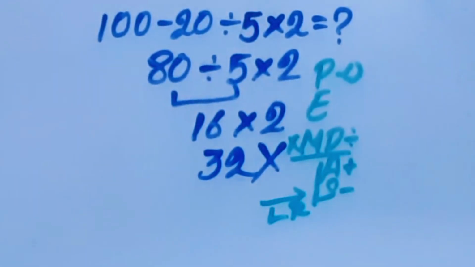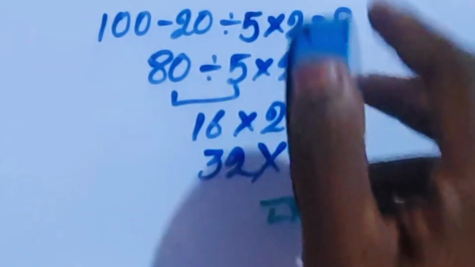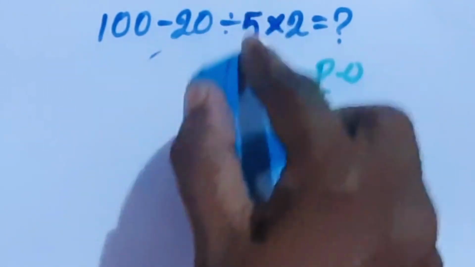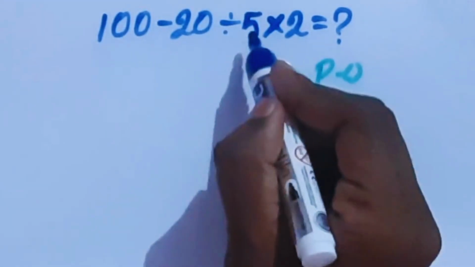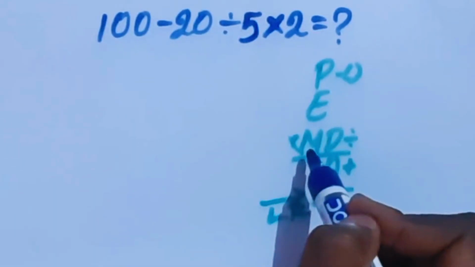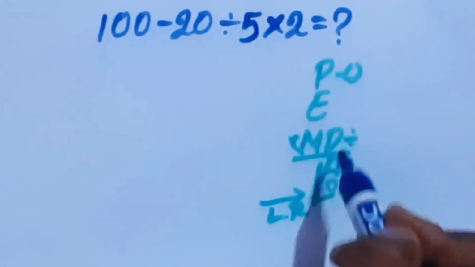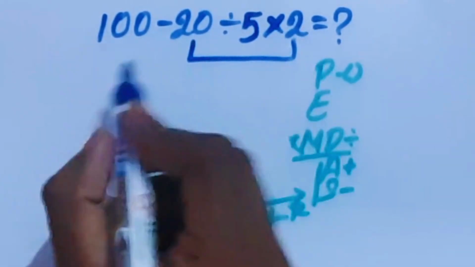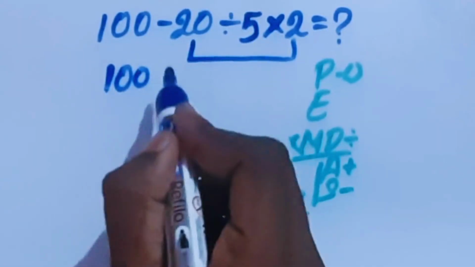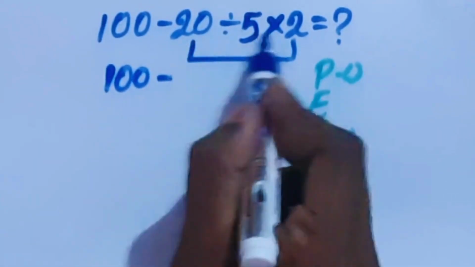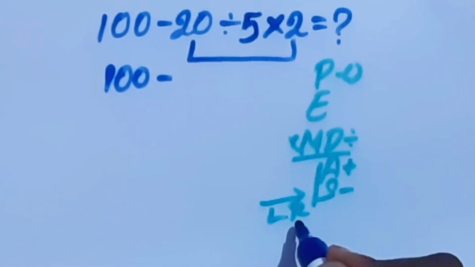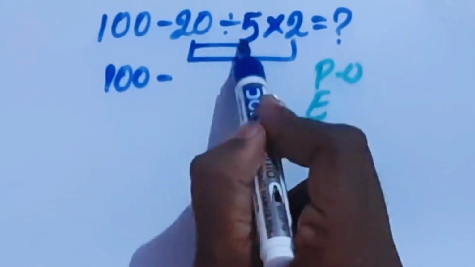Now we are going to solve this problem in the correct way by using this order of operations, PEMDAS. Here as per the PEMDAS, we are going to do this multiplication and division first, before this addition and subtraction. So here multiplication and division are here. So 100 minus, here we have both of equal priority, division and multiplication. For this we are going to solve left to right. Left to right is this.